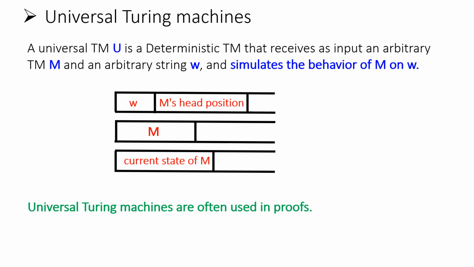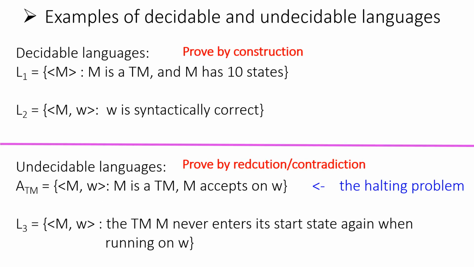If you don't understand this working mechanism of U, it's okay. You only need to know that U as a Turing machine can run another Turing machine M on M's input. With this property, universal Turing machines are often used in proofs of construction. Okay, now we have all the tools we need. Let's use them by checking some decidable and undecidable languages.